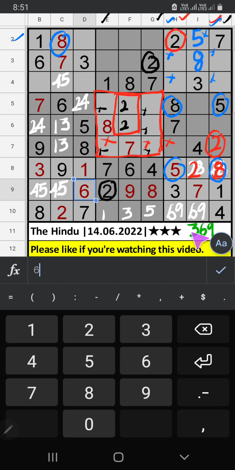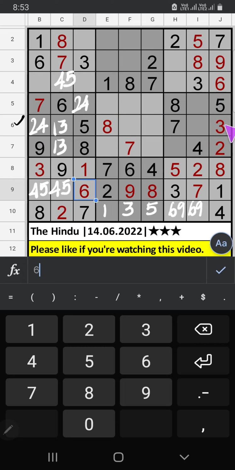Column J, 3 numbers are remaining: 3, 6, 9. Third grid, we already have 3. So 3 can't come in these cells. Then 3 is confirmed here. Then only 2 numbers are remaining, 6 and 9. It will come in another 2 cells. Third row, we already have 6. So 6 can't come in the cell, 6 is confirmed here. Then 9 is here.